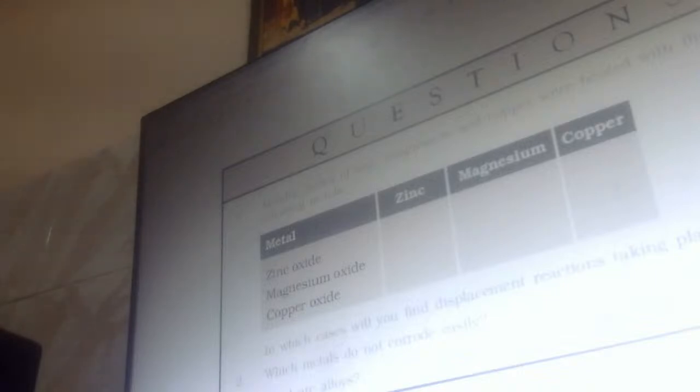Which metals do not corrode easily? Stainless steel does not. That's fine.